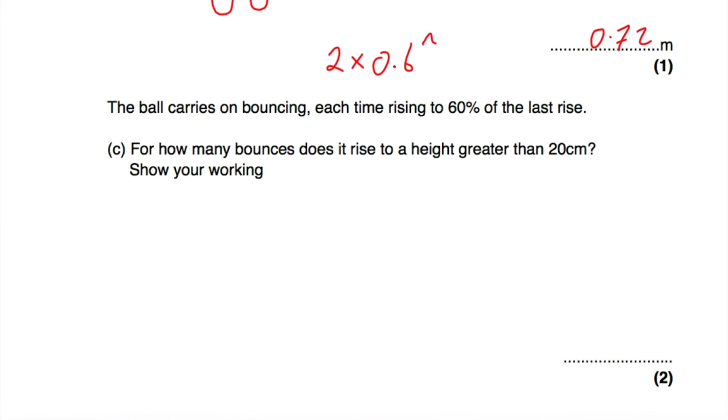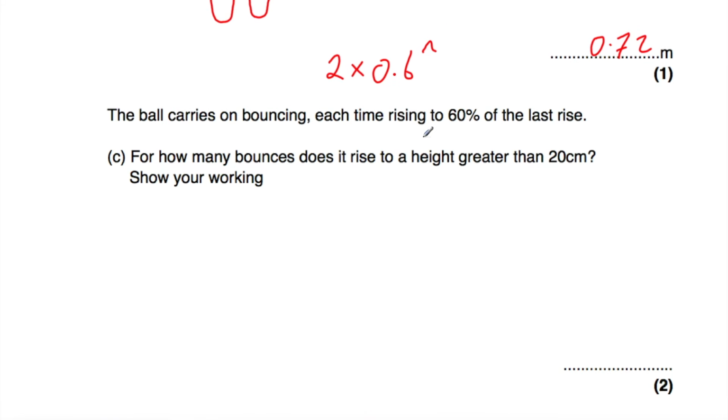Again, if we carry on, we're told the ball carries on bouncing and each time rising to 60% of the last rise. And part C says, for how many bounces will the ball rise to a height of greater than 20 centimeters? And to show your working. So we had 2 meters, and then 1.2 meters, and then 0.72 meters. We could just keep on multiplying by 0.6 here. So we could times by 0.6. That's equal to 0.432 meters.